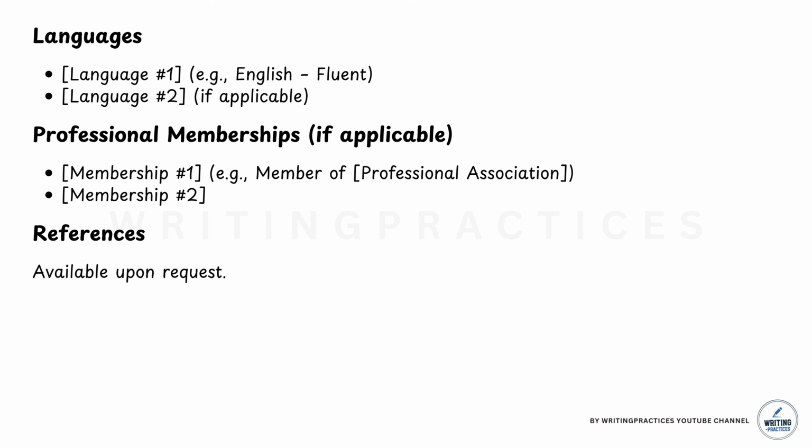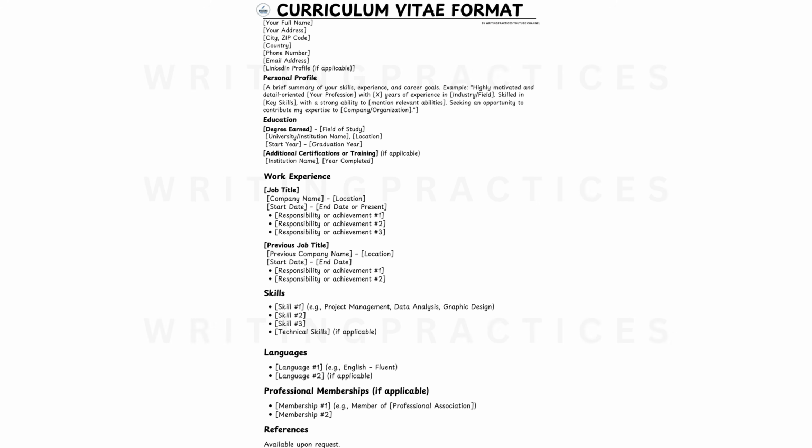And that's how you write a professional curriculum vitae. By following this structure, you ensure that your CV is clear, well-organized and impactful. Remember to keep it concise and relevant. 1 to 2 pages is ideal. Use professional formatting with clear headings and bullet points. Tailor your CV for each application, emphasizing the most relevant skills and experiences.